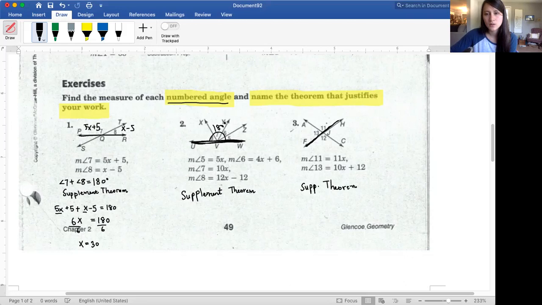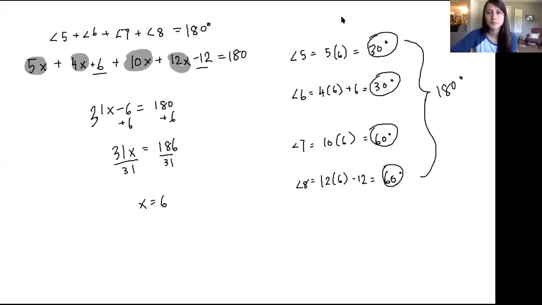And so switching gears here to our paper, we are going to take a look at what we have. So I know that angle 11 plus angle 13 equals 180 degrees. That's the supplement theorem telling me that when I add these two up, that form a line, it equals 180 degrees. So let me replace them with the expressions that describe them.